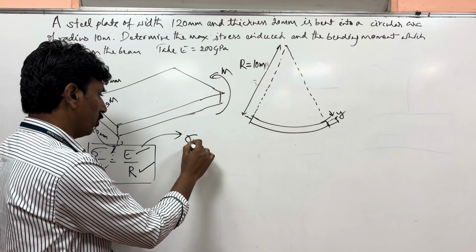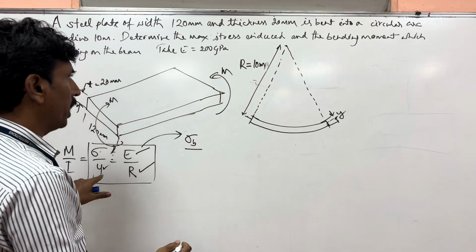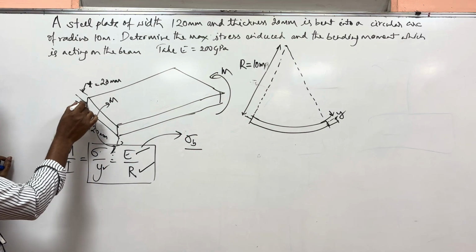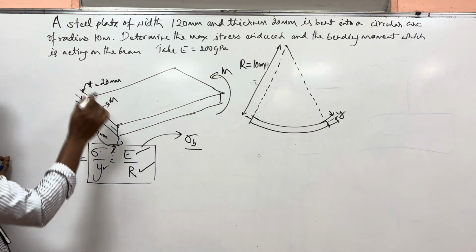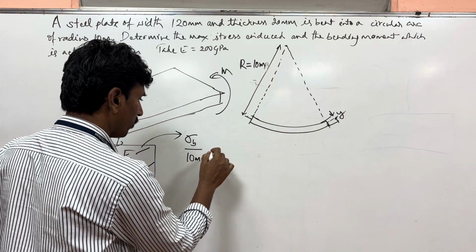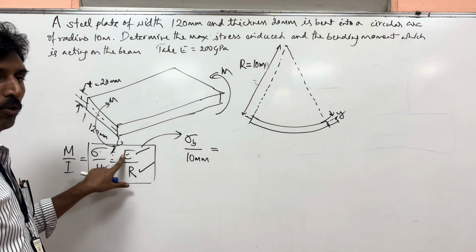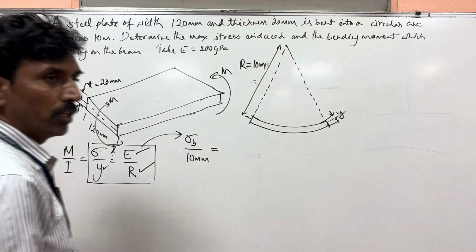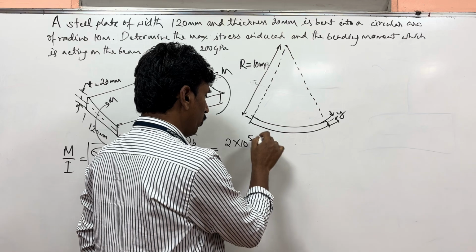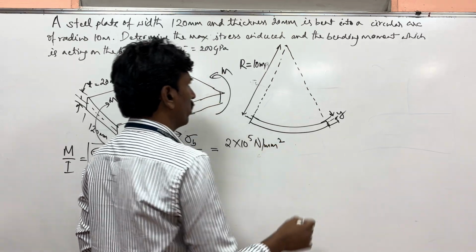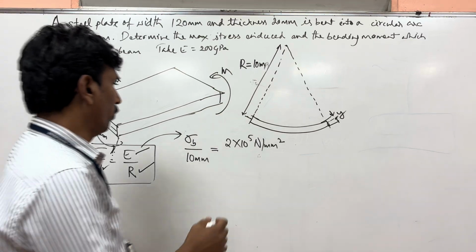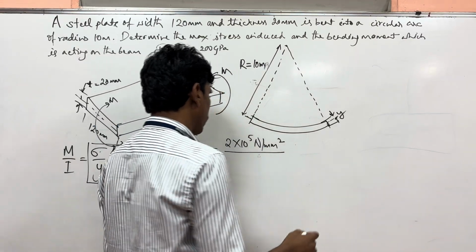Sigma b, which is not known, divided by y. Y is how much, guys? It is a neutral axis, so y is equal to d by 2, that is 10 mm. And Young's modulus is equal to 200 GPa. So 200 GPa is 2 into 10 to the power of 5 Newton per mm square. You're already familiar with this because we have converted this many times.